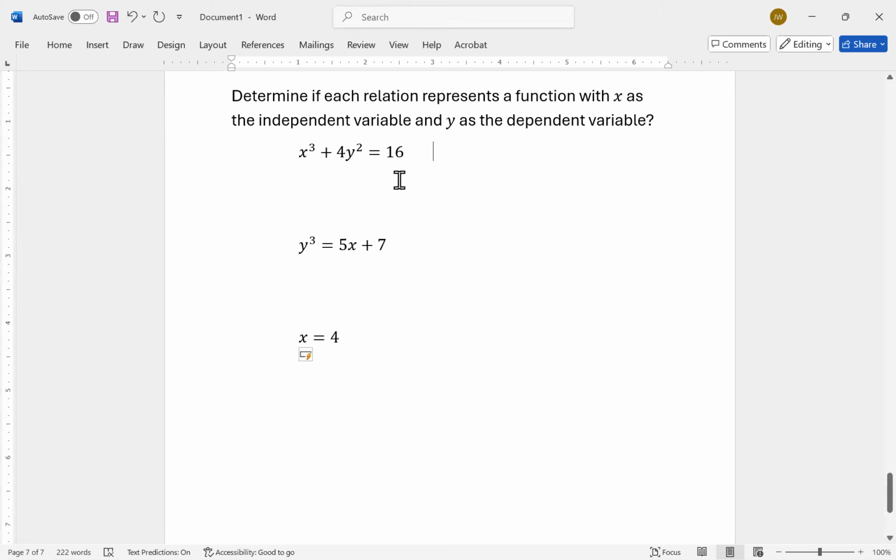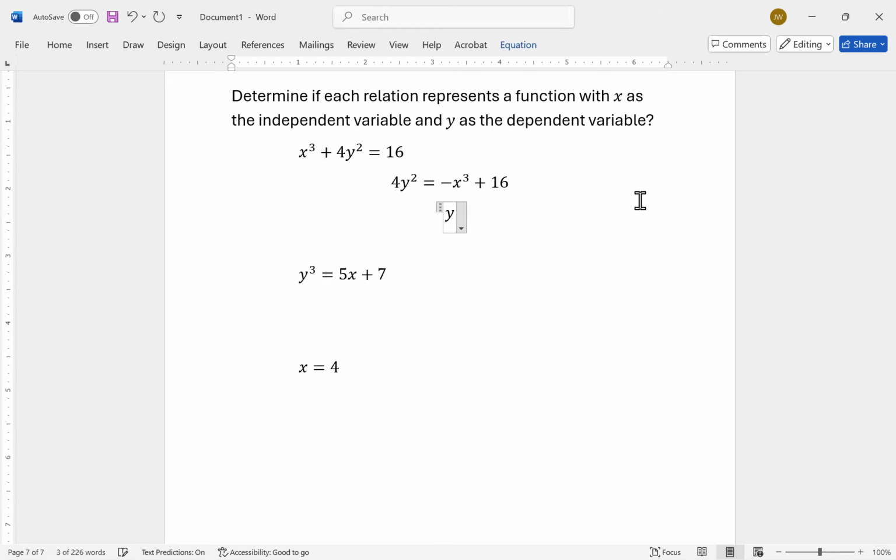So can I solve for y uniquely? Well, in this first one, what I would do is subtract x to the third from both sides, and then divide by 4. So let's subtract first. We get 4y squared is equal to negative x to the third plus 16. And then I would divide everything by a 4. I'd get y squared is equal to negative x to the third plus 16 divided by 4.